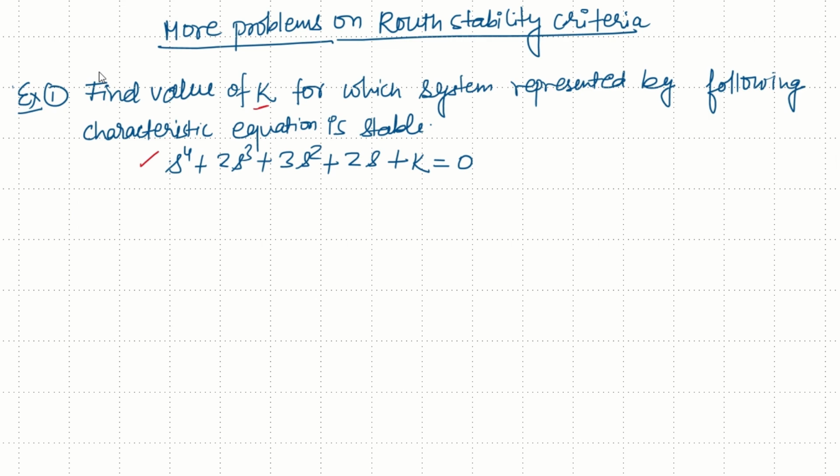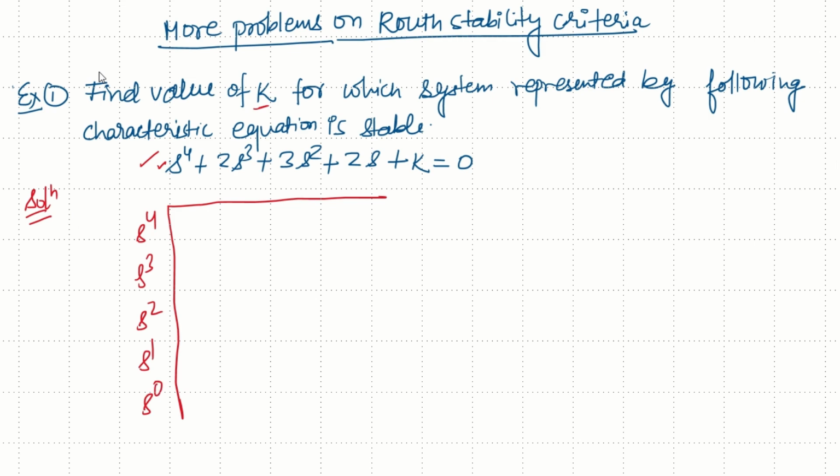For the solution of this problem, we will first draw the Routh table for this characteristic equation. We will start with the highest power of this characteristic equation, which is s to power 4, then s cube, s square, s to power 1 and s to power 0.